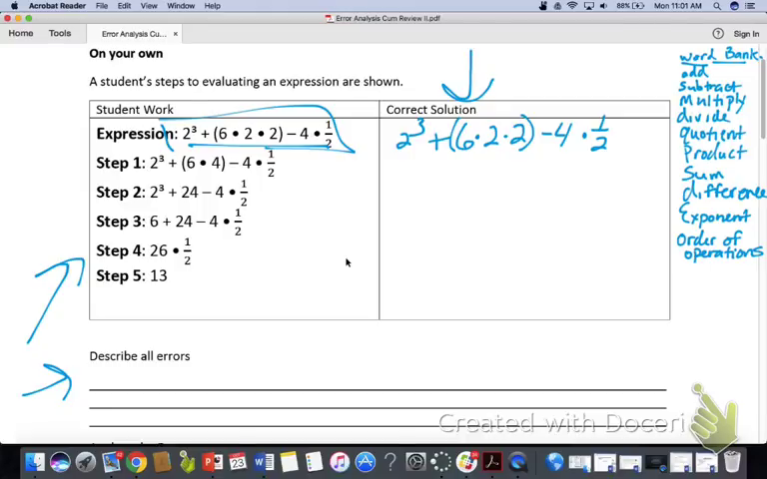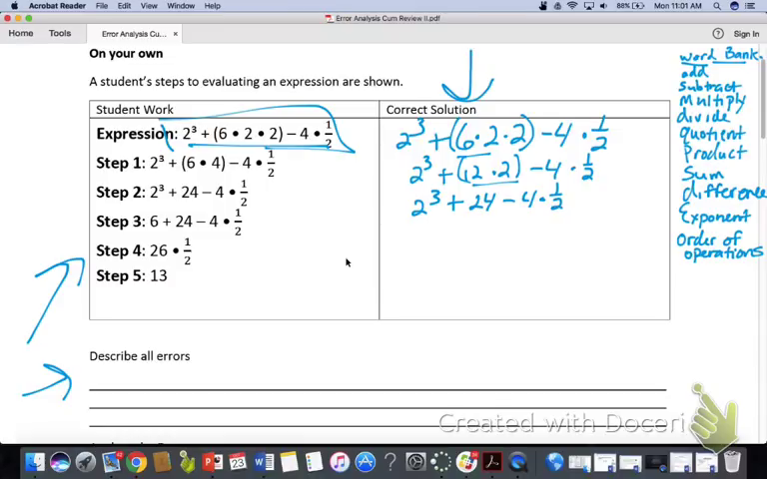So let's do step 1 on our own. We would start by doing what's in parentheses. We have 2 things in parentheses here, so let's work from left to right. 6 times 2 is 12. So we have 2 cubed plus 12 times 2, which is still in parentheses because we're not done, minus 4 times 1/2. After that, you do 12 times 2, which gives 2 cubed plus 24 minus 4 times 1/2.